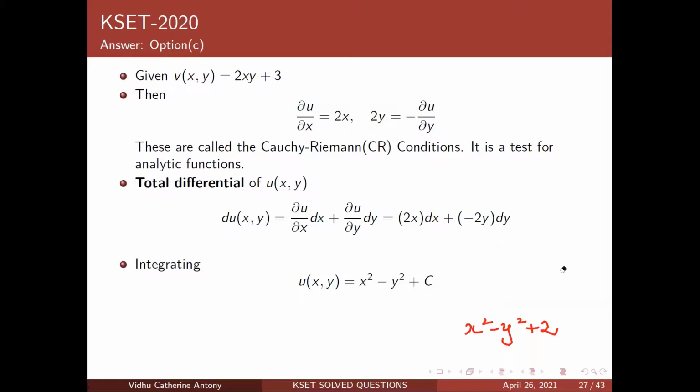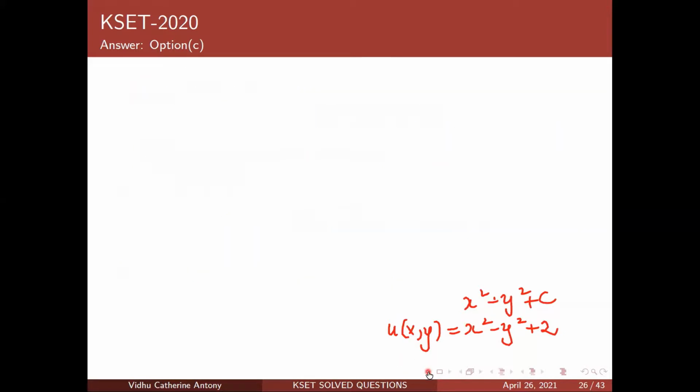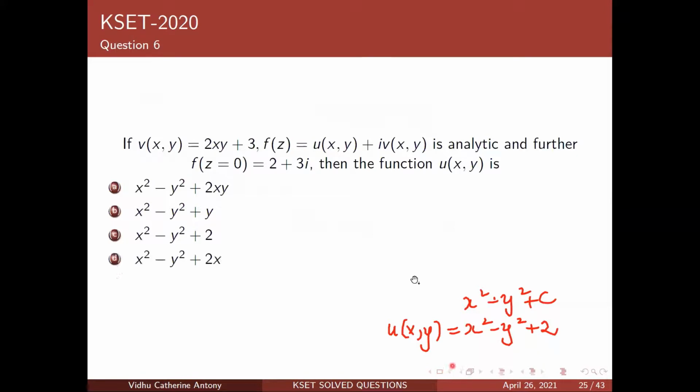Okay. So let's just write this down here, u of x comma y is equal to x squared minus y squared plus 2. And this particular thing, x squared minus y squared plus c. Okay, so now I'll go back to the question. So what you have here is x squared minus y squared plus 2, like we calculated.